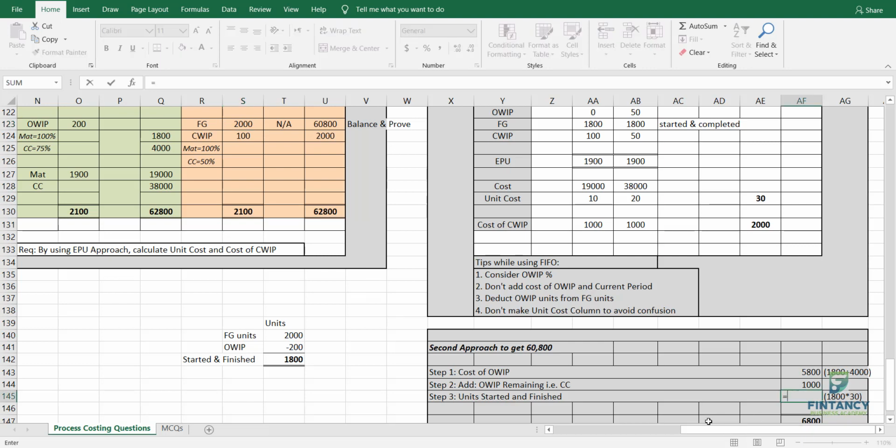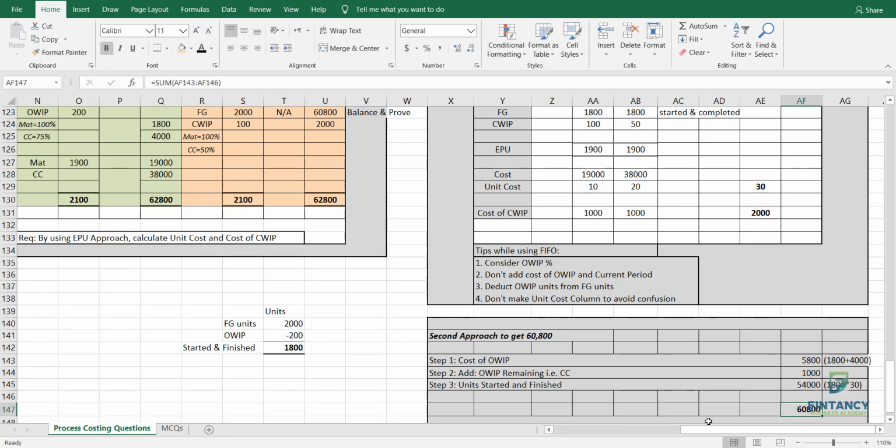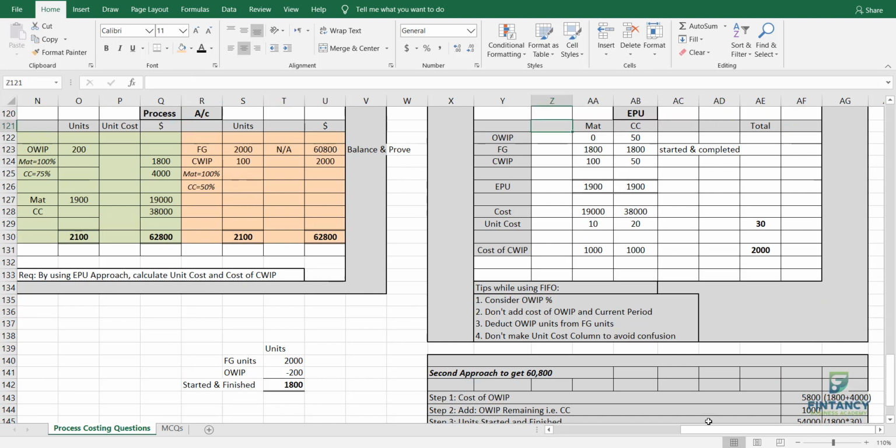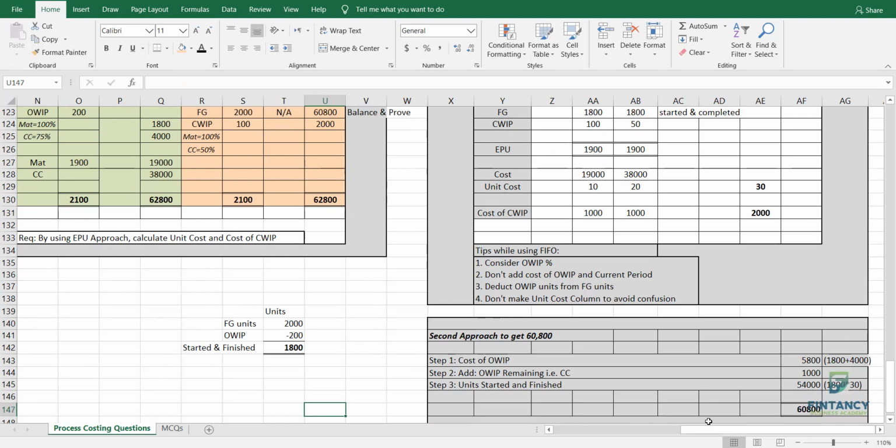So my friends, I will do here like this. 1,800 multiply by the unit cost of the month, 54,000. See, total is coming how much? It's proved, 60,800. And this 60,800 I approved here. Balance and proof. So this is the way to prove it. But in exam, definitely you will not prove it. But if examiner is asking these questions which I am telling you, then you have to do this working. Again, examiner asked you, how much is the cost of those units which were started and completed during the month? So the answer is how much? 54,000. Getting it, everyone?